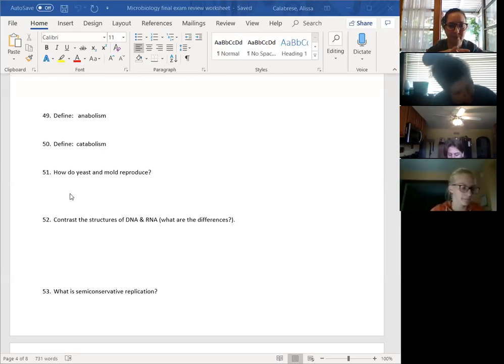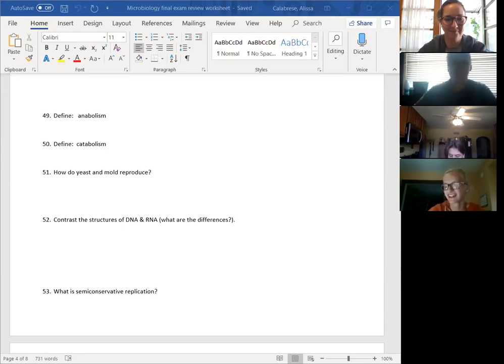They also reproduce by a process called pseudohyphae. I'll type that in the chat. All right, so budding or pseudohyphae. Pseudohyphae look a lot like buds, but they're just more elongated buds.